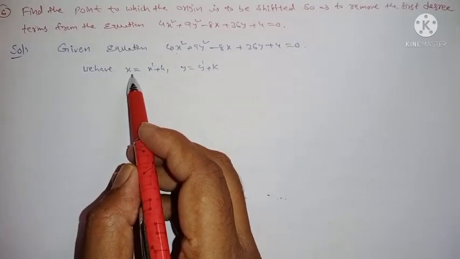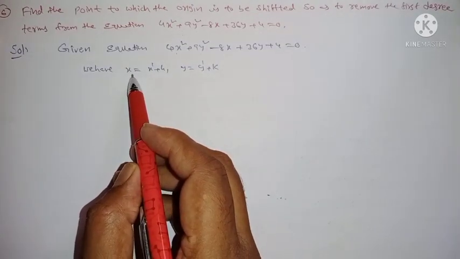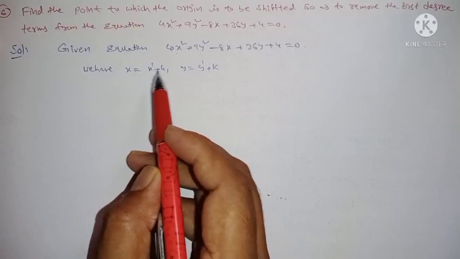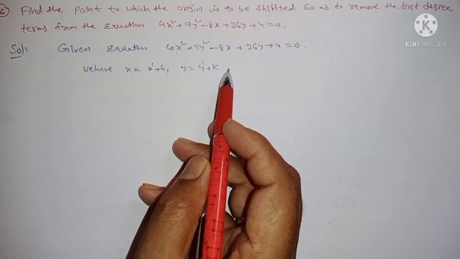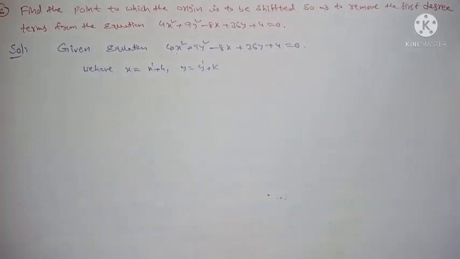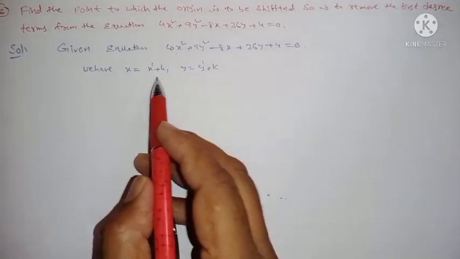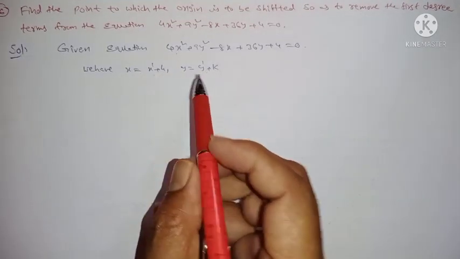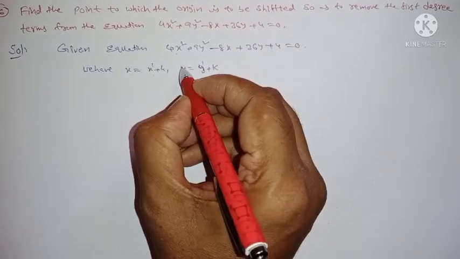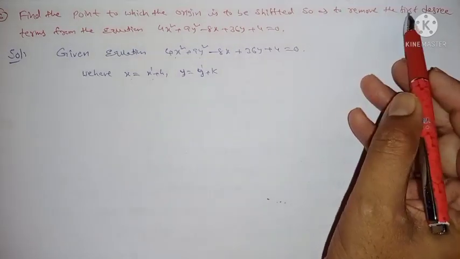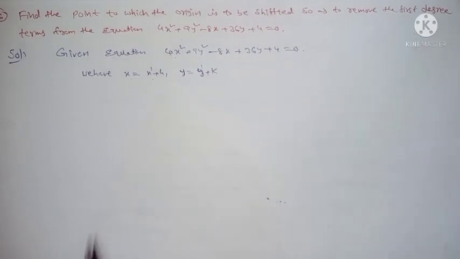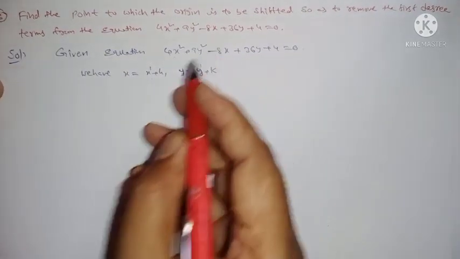We have here, the change of the origin axis is x is equal to x dash plus h and y is equal to y dash plus k. The origin is shifted to h comma k. We have the formula x is equal to x dash plus h, y is equal to y dash plus k. h comma k is the shifted origin, and x dash and y dash are the new coordinates. And it is given, remove the first degree terms. First you can find the equation. Substitute your x comma y values in the given equation.